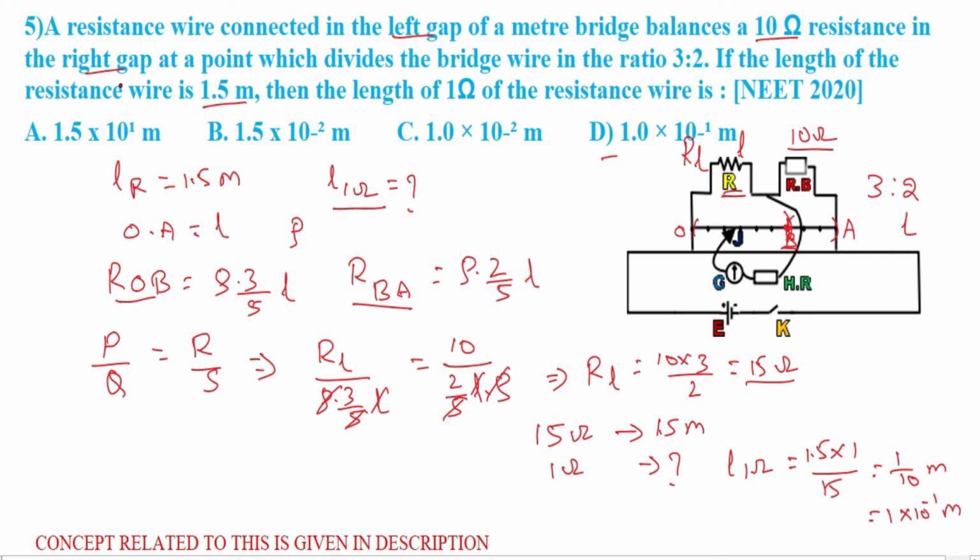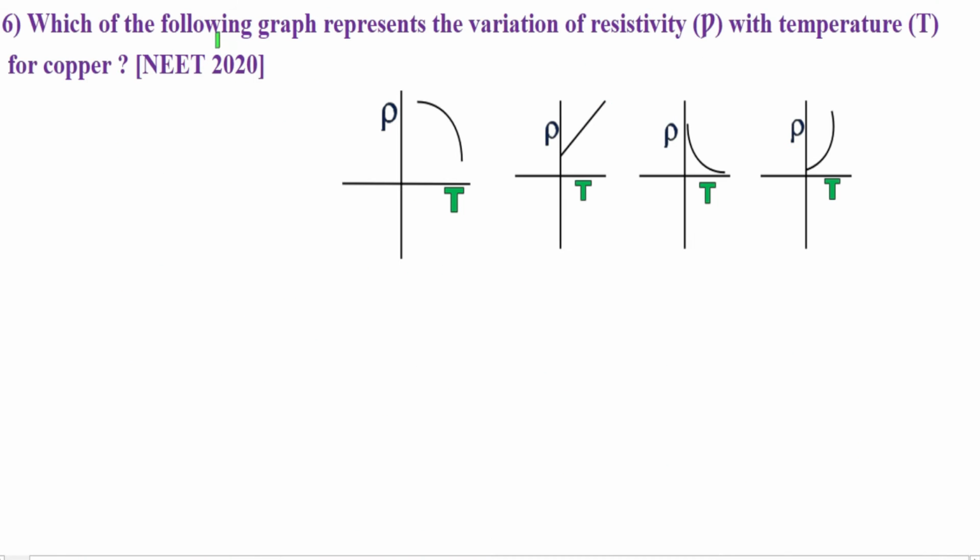Okay, now let us go to our next question. Which of the following graph represents the variation of resistivity with temperature for copper? Okay, so what did he say? He asked us to find the graph which shows the variation of resistivity with temperature for copper. Okay, so the answer for this is this.